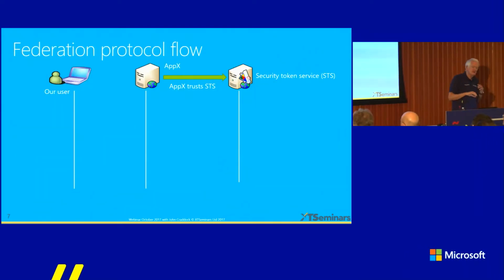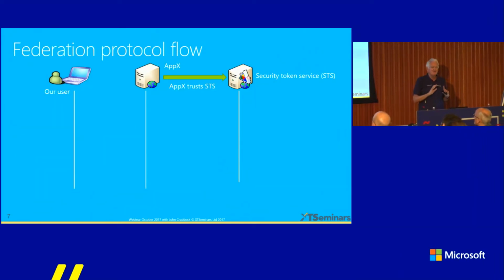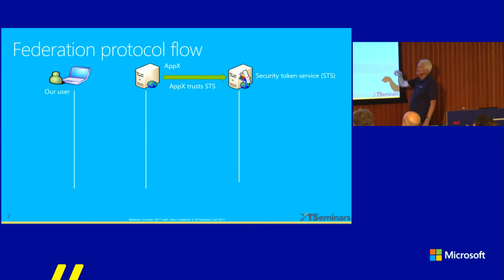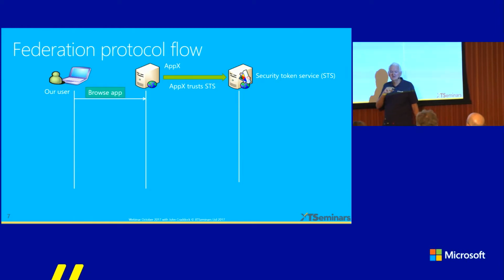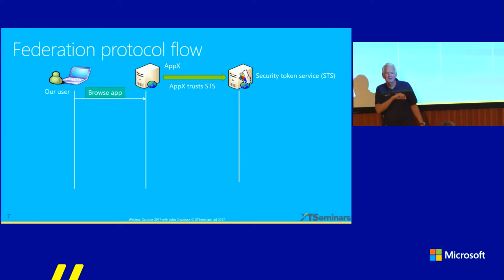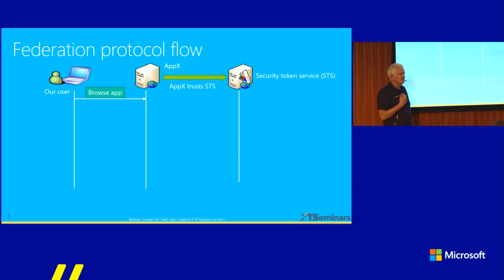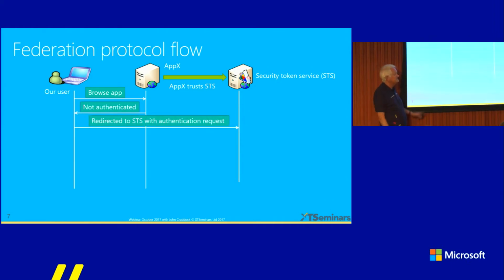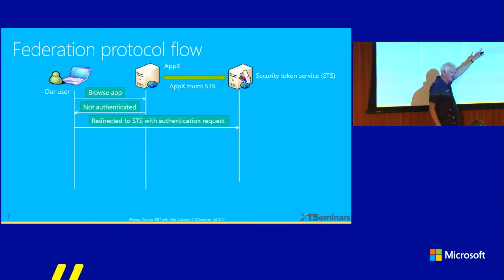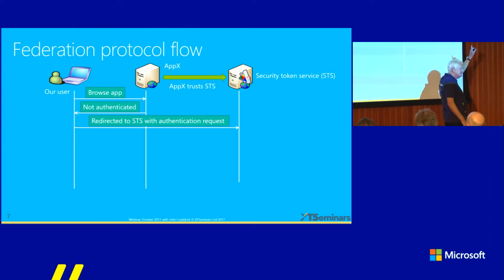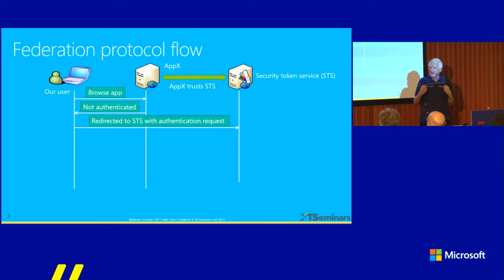Now, this is the federation protocol flow, and it doesn't really matter which protocol you're using. The flow is very, very similar. So the idea is our user comes to the app, which detects the user is not authenticated. Normally, once you've authenticated, the app will probably give you back a cookie, but not always, because if you're going to a web API, it's stateless, therefore cookies aren't used. But we go there, it identifies us as not being authenticated, and redirects us up to a security token service that app trusts.